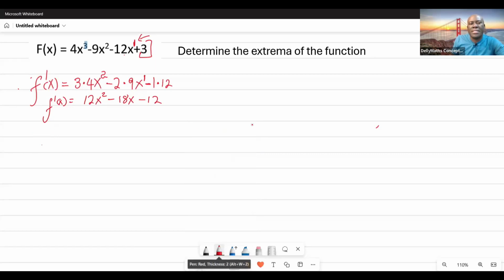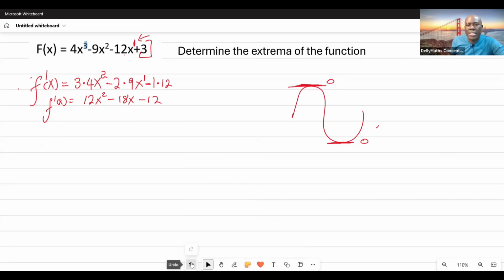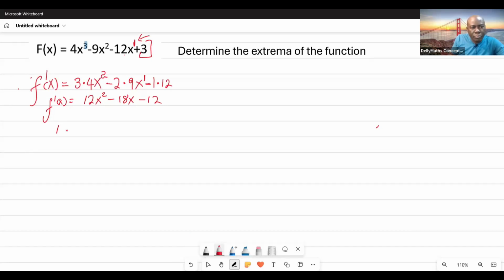And why is this so? Because at our extremas, for example, if we're at a maximum, then the slope is a horizontal line, which means it's going to be 0. If we're at our minimum, the slope is also a horizontal line, which means we have 0. So that is why we're setting the derivative function to 0 to work this out. So we're going to set 12x squared minus 18x minus 12 equal to 0.